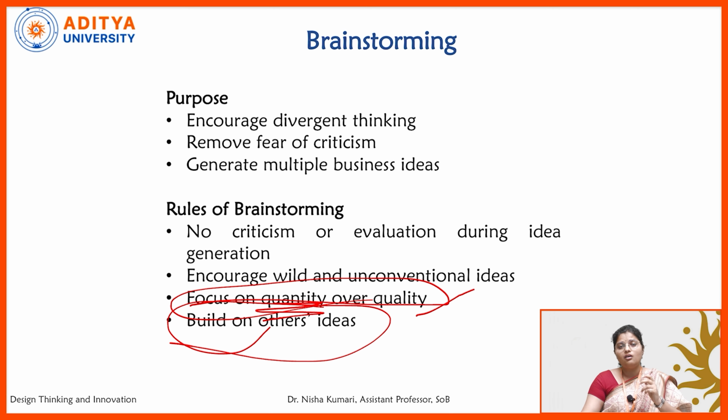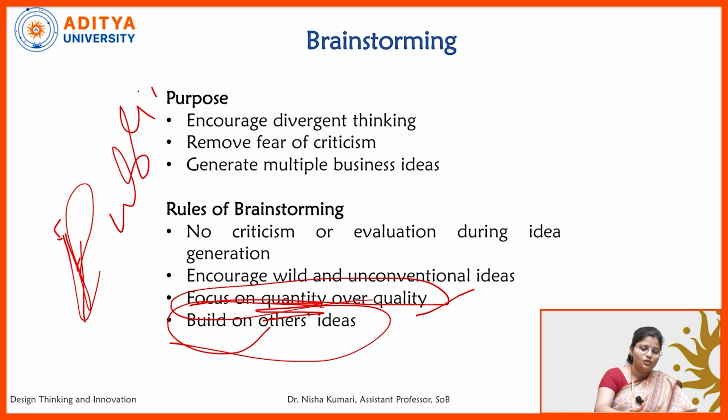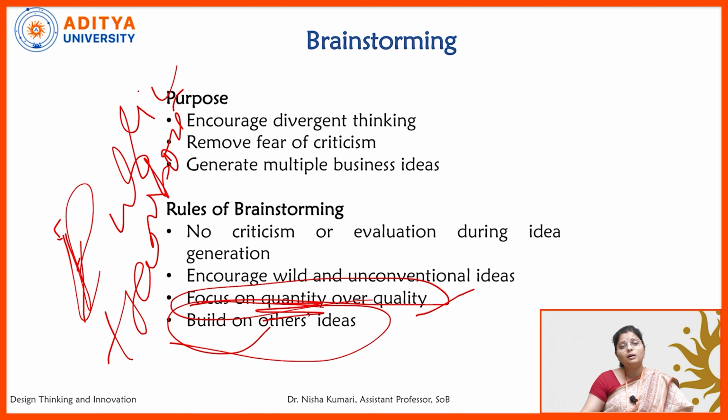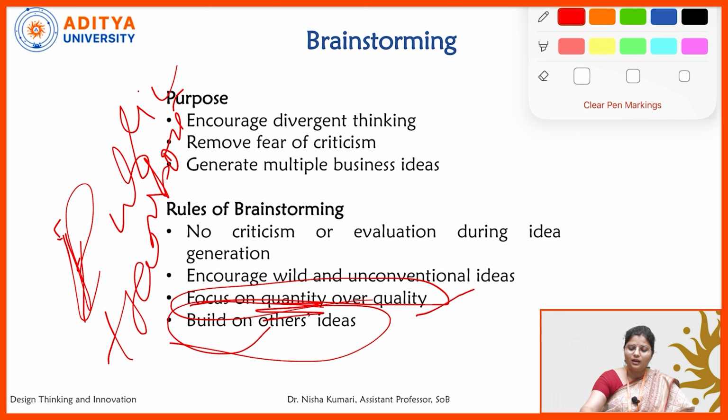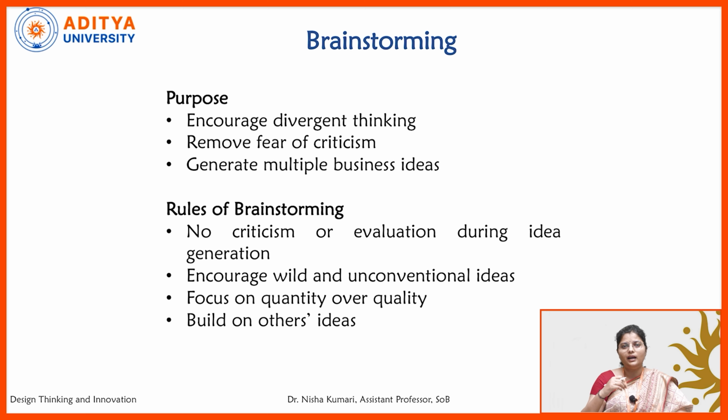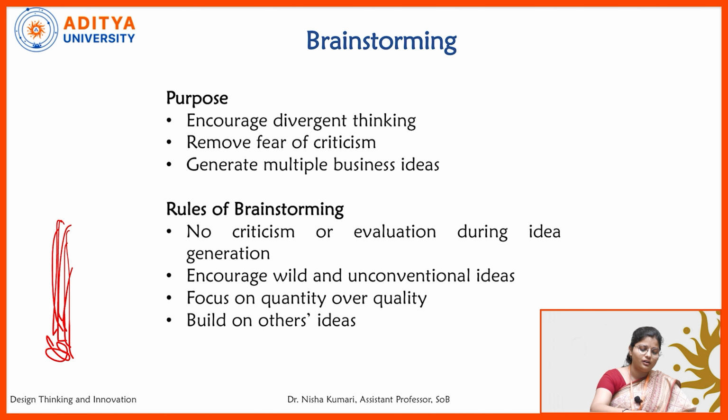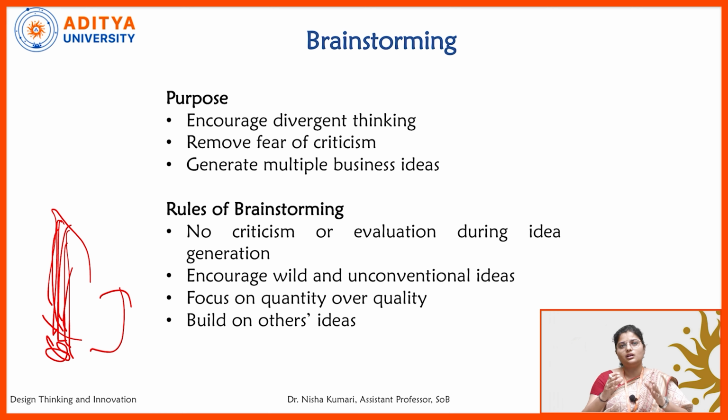For example, one person said that we can enhance the usage of public transport to reduce the traffic problem. Now, by listening to that particular idea, another person came up with the idea that rather than using public transport, we can create bridges to different locations to divert the crowd, or to reduce the crowd at a single place. So what is happening here?